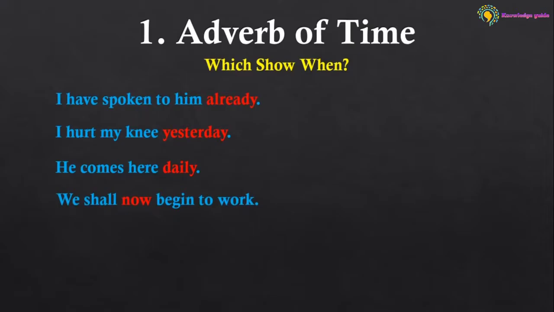We shall now begin to work. The word now shows the time that it is about to start. I have heard this before. Here the word before shows a specific time that the problem has been heard. So friends, note that the highlighted words already, yesterday, daily, now, before are all adverbs of time, and they show time.